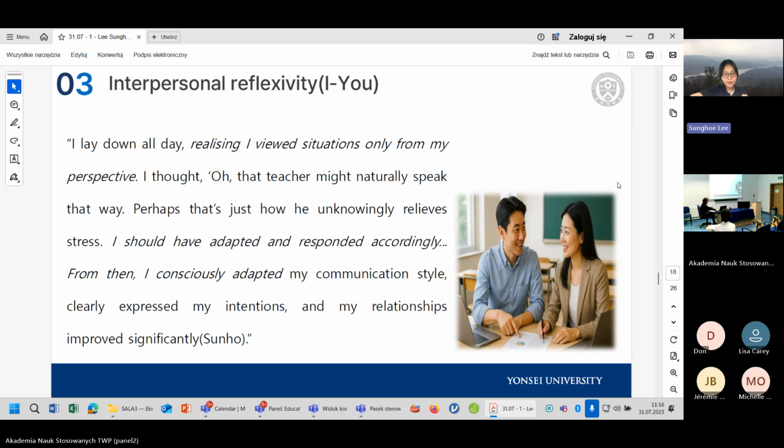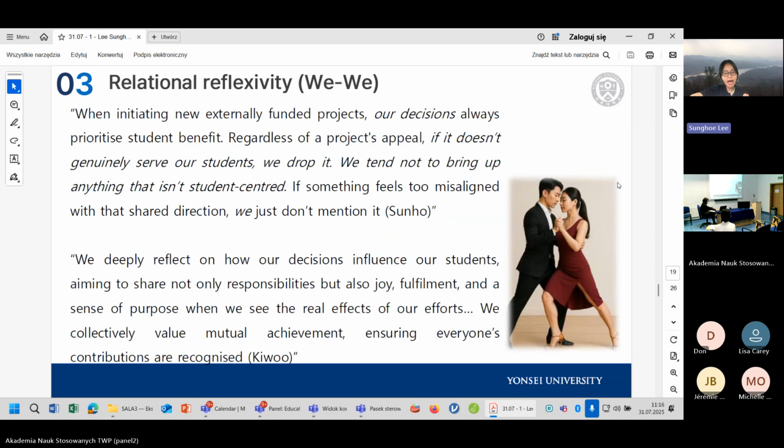Then next page. Relational reflexivity became evident in the we-relations which Sunho articulated. By Sunho's 8th year at Nara School, he habitually said "our team," "our school," and "our students," signaling that the relation itself had become the acting subject. Sunho said, "Regardless of the project's appeal, if it doesn't serve our students, we just drop it." Only this we-centered dialogue produced a we subject that later propelled the team to a National Curriculum Innovation Award.